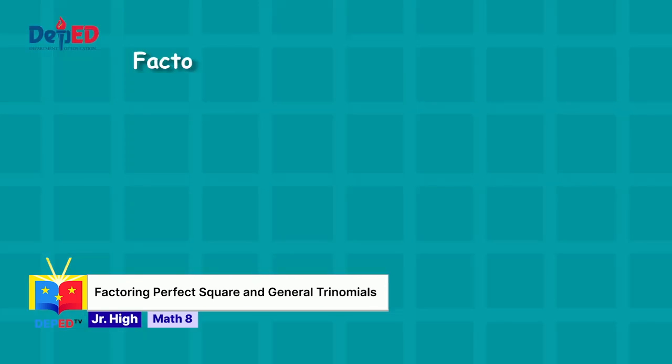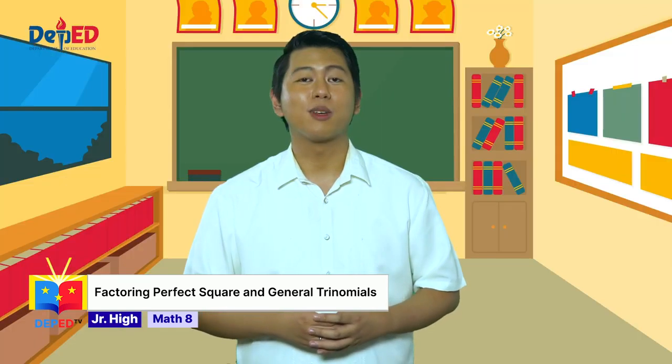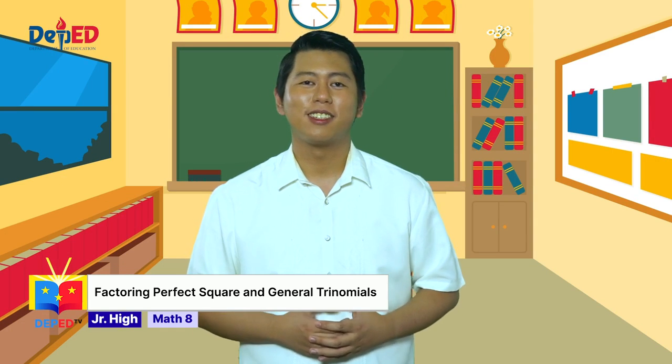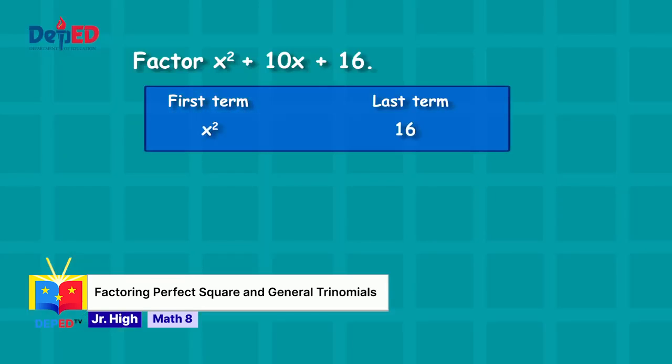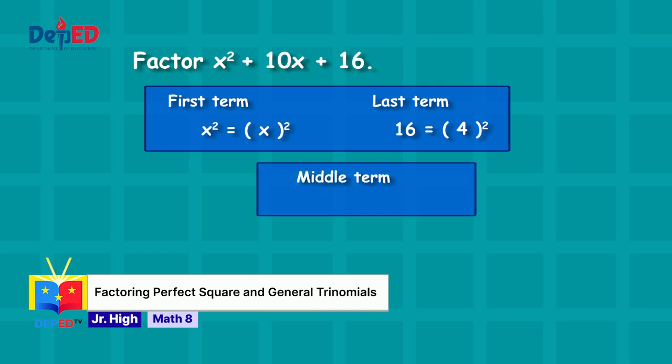Now let us factor x squared plus 10x plus 16. Let us check if this is a perfect square trinomial. The first term is a perfect square of x, while the last term can be expressed as 4 squared. Next, let us check if the middle term is equal to twice the product of the acquired expressions.